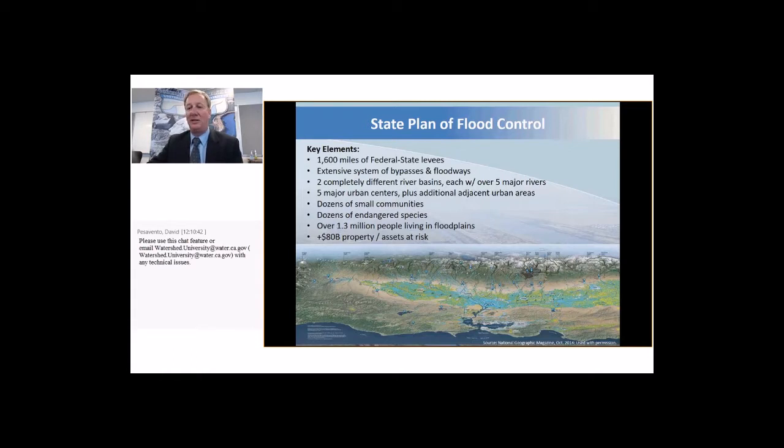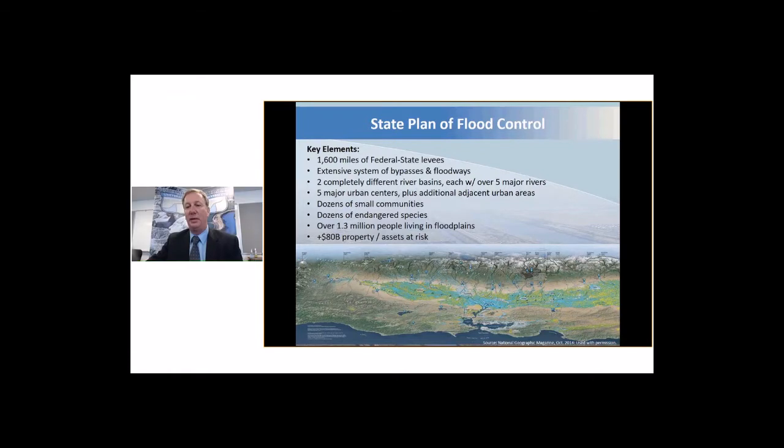One thing to recognize in the State Plan of Flood Control is that there's 1,600 miles of federal state levees. It's an extensive system of bypass and floodways. There are two completely different river basins, both the Sacramento and the San Joaquin, a number of tributaries, and a lot of small communities within here. And more important, we have a lot of endangered species and a large amount of population living in the floodplain at 1.3 million. And of course, the risk is estimated at $80 billion. That's on the light side.